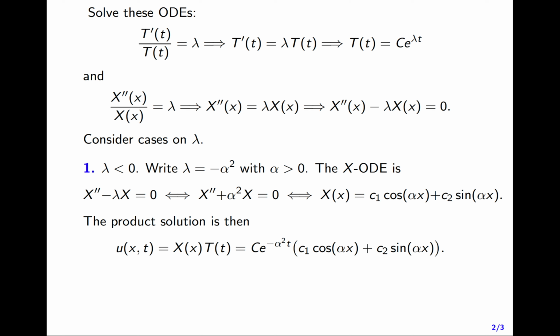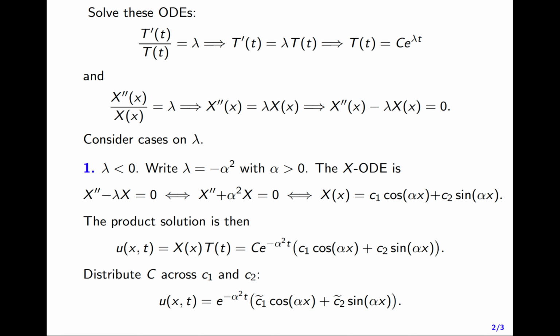At the top of the screen, we see that the solution for T is capital T of t is C e to the lambda t, but here lambda is minus alpha squared, so I'm writing everything now in terms of alpha. And I can clean up this expression a little bit. Let's multiply through by capital C, by that constant.